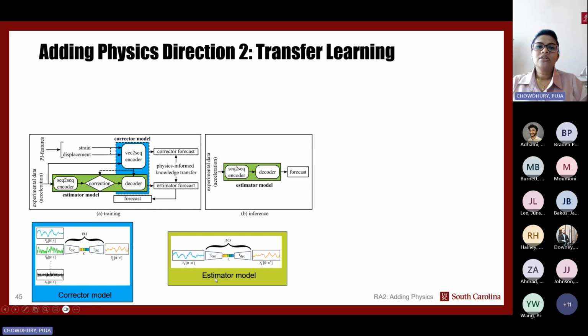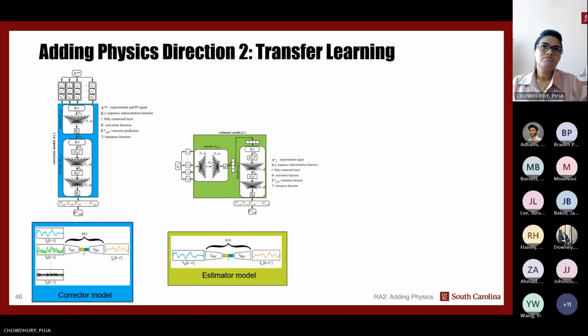In the below two points, we give a simple scenario of what the corrector model input is and what the estimator model input is. So the corrector model, which is like the teacher model, we feed all the data, acceleration and all the PI data, and get the output. In the estimator, we just need the experimental data, no need of physics data.